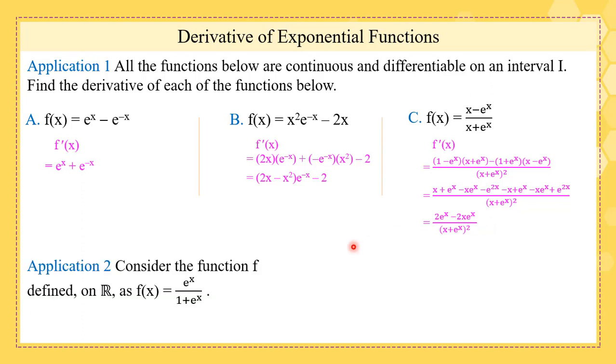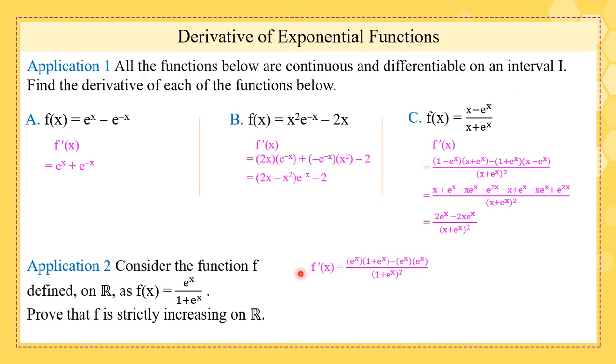Now let's see the second application. This is f of x, and the question is to prove that f is strictly increasing. Try to do it alone. Remember, strictly increasing means that the derivative is strictly positive. So the derivative in this case, this is of the form u over v. It is u prime v minus v prime u over v squared, which is e^x plus e^2x minus e^2x, which is e^x over this quantity. This is strictly positive, so we can say that f is strictly increasing.